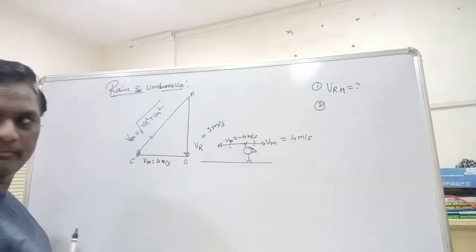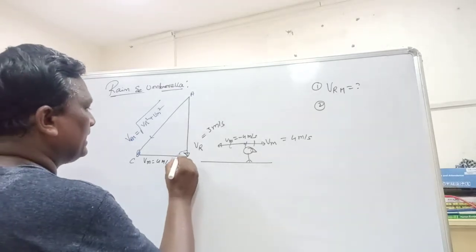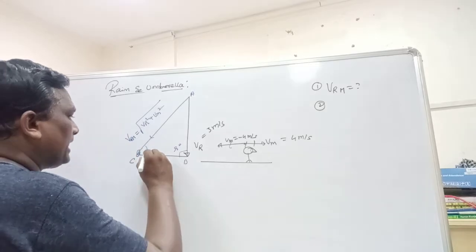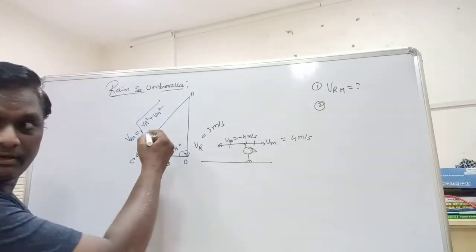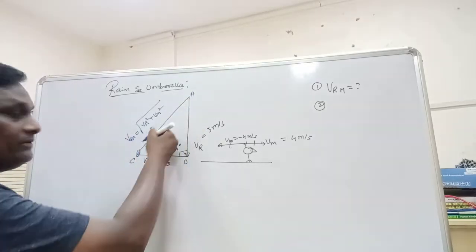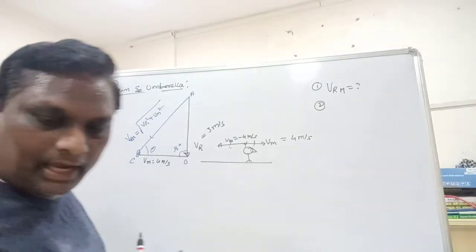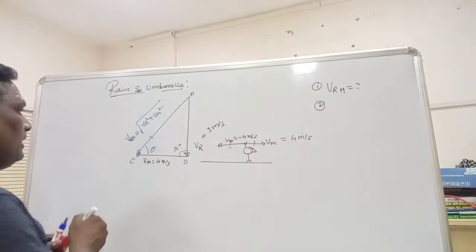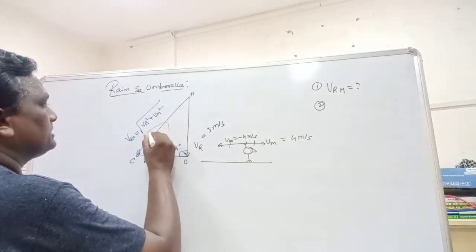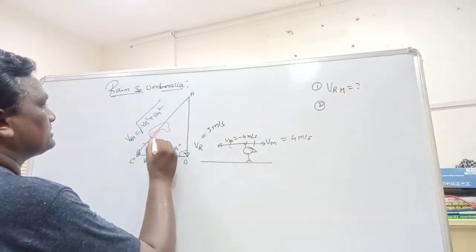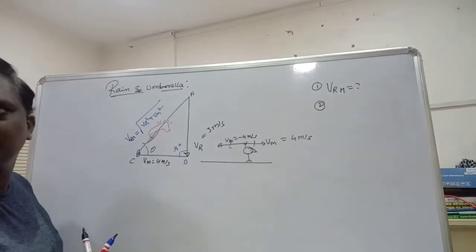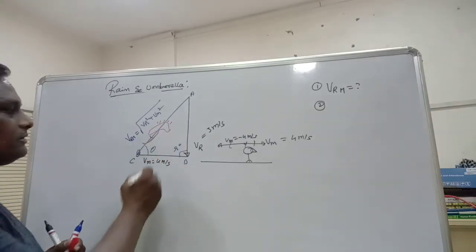Now you know this angle is 90 degrees. This angle you have to find out. This is the resultant rain, the relative velocity of rain with respect to the man. So the man has to hold the umbrella along the hypotenuse direction. See here, this is the umbrella like this. He has to hold the umbrella like this to protect himself from the rain.